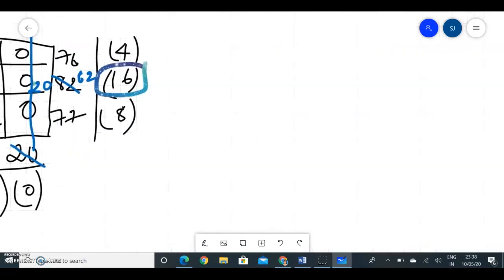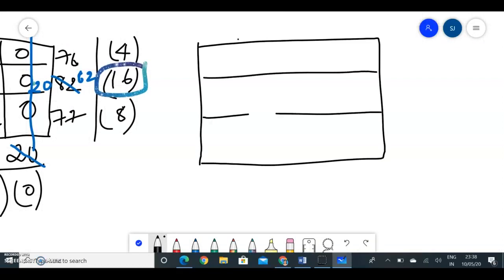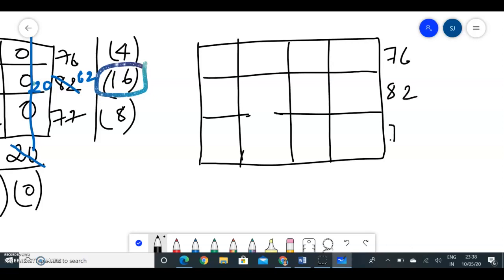So I'm moving the board now. I'm going to do the same problem here. Again I'm going to draw this. Because space is not sufficient, I'm bringing it here. 76, 82, 77.